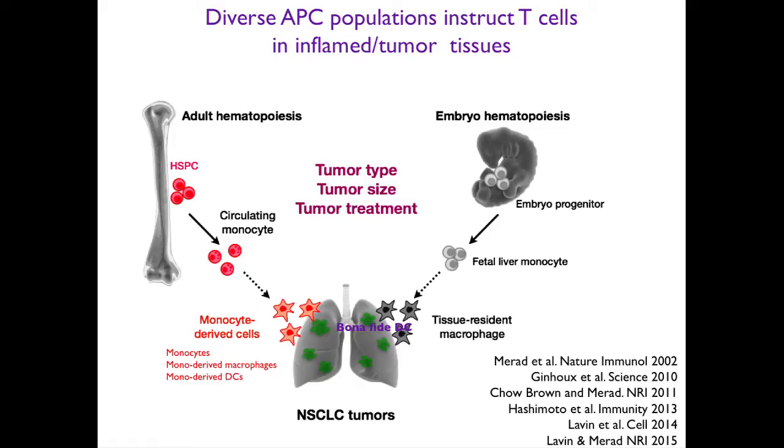But despite the fact that they share some program, we believe that these compartments are quite different. And understanding the differences of this compartment in their ability to instruct T-cell immunity is probably going to really help identify the role of these different myeloid cell compartments in tumor immunity and potentially identify relevant myeloid-specific targets.